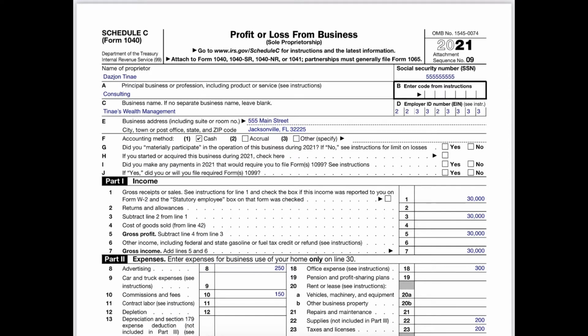So for everyone that's been asking me, how do you go about filling out your profit loss statement for your business? Do you file these taxes together? Are your personal and business separate? So how do you go about it?